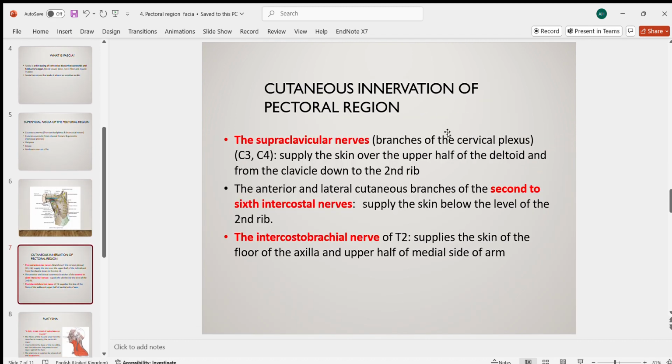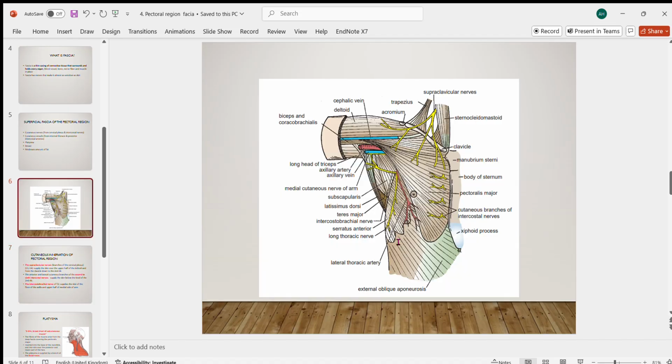As I've told you in the previous picture, we have the supraclavicular nerves having root value of C3 and C4. Then we have the anterior and lateral cutaneous branches of the second to sixth intercostal nerves. And then we have the intercostobrachial nerve T2, which supplies the area of axilla and the upper part of the medial side of the arm.